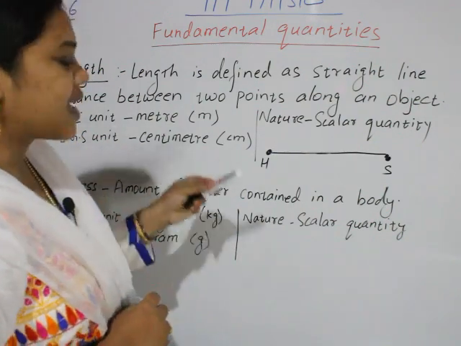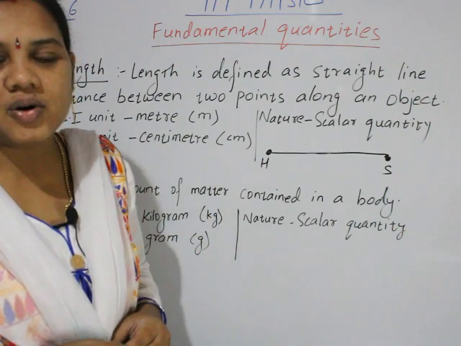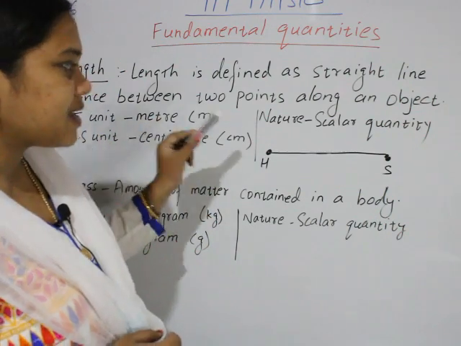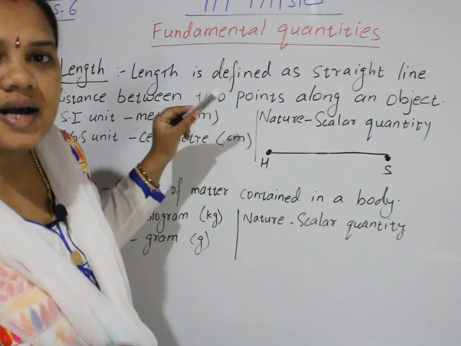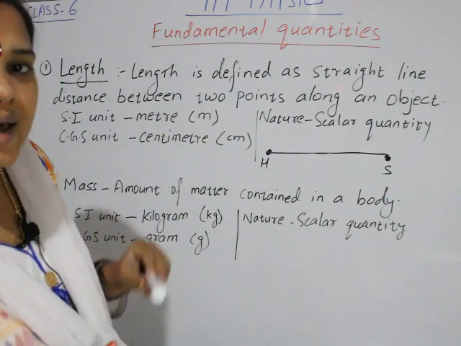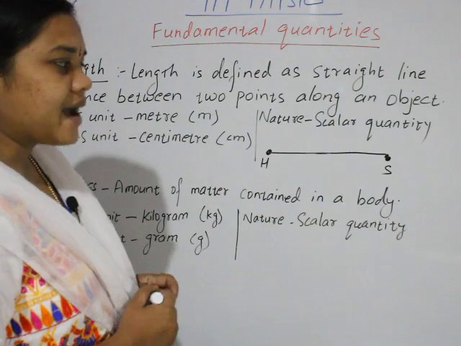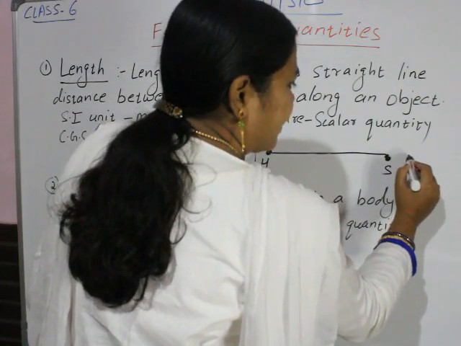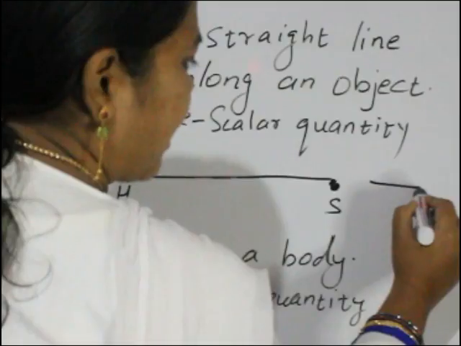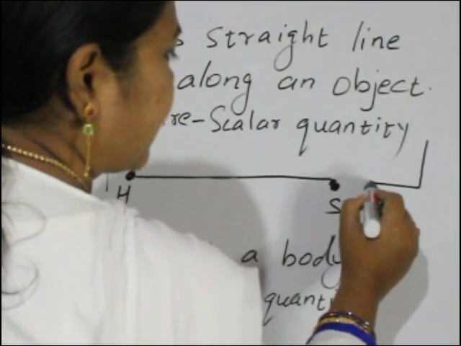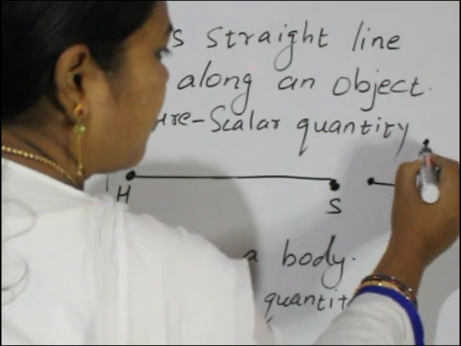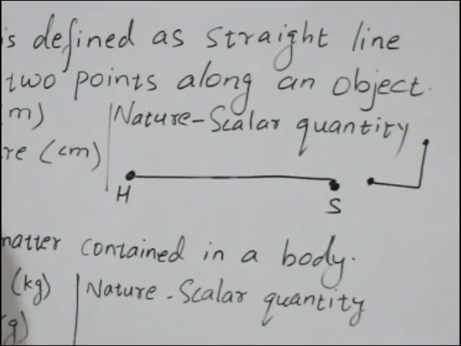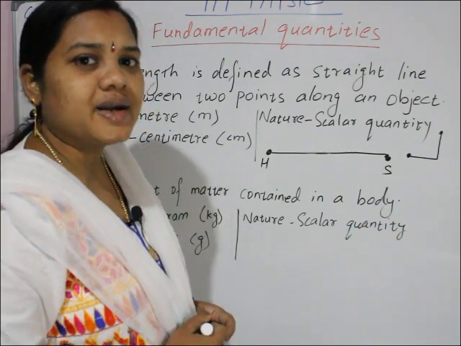So length is a scalar quantity. It does not give the direction. Length is also distance. That is a scalar quantity. In that, one more is coming, displacement. Suppose a body moves like this and goes like this, this is the initial point and this is the final point. Then the displacement is the shortest distance between the initial point and final point. That is called displacement.